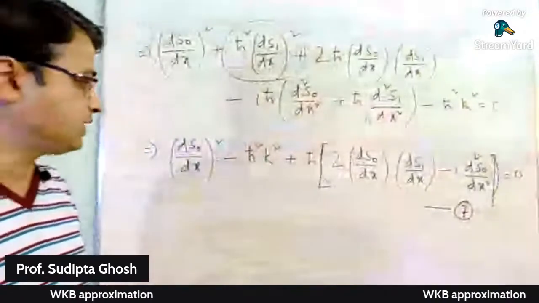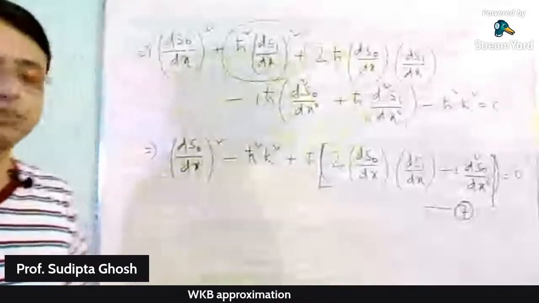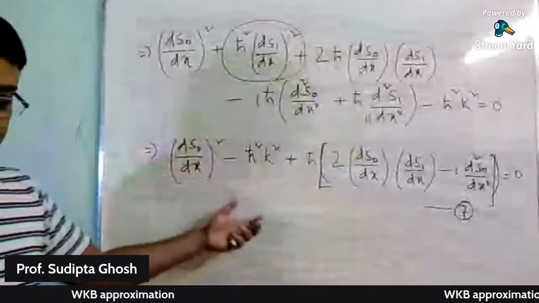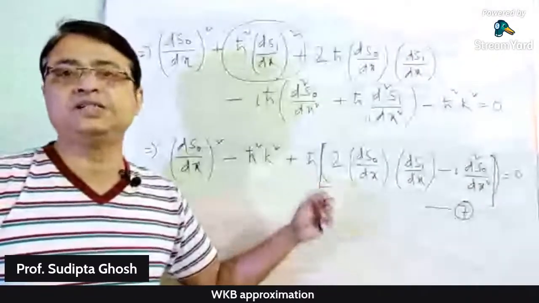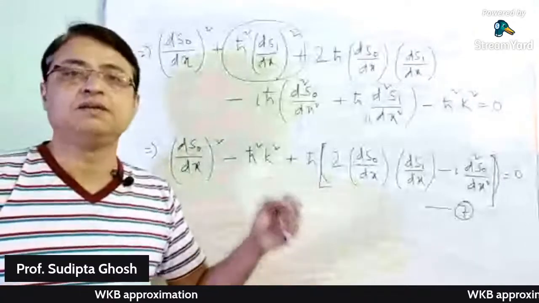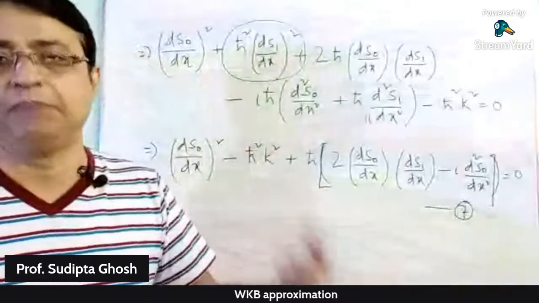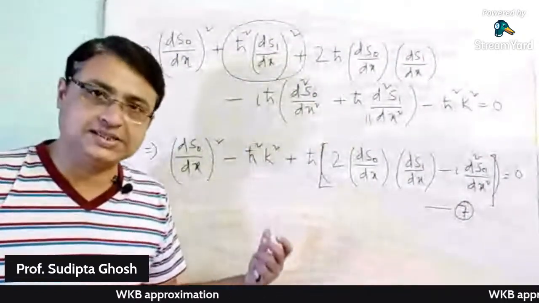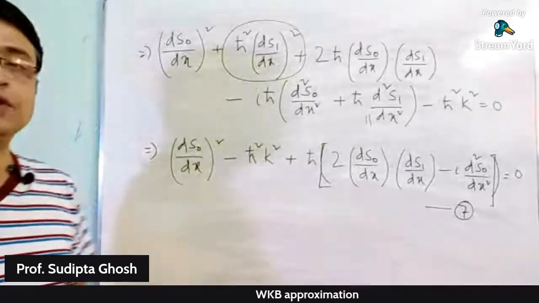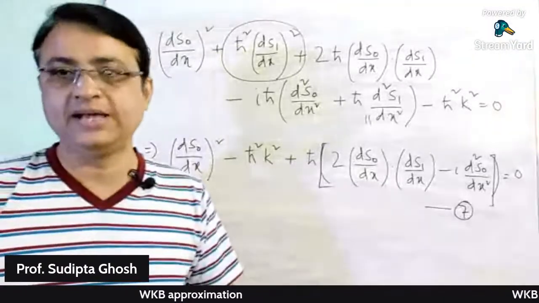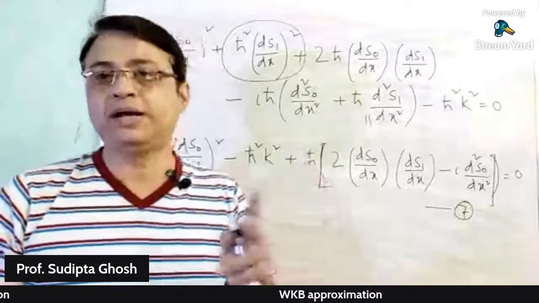Now for this equation 7 to be valid, the coefficient of each power of ħ must vanish separately. Now here comes the WKB approximation method: for equation 7 to be valid, the coefficients of each power of ħ must vanish separately. So I get two separate equations.